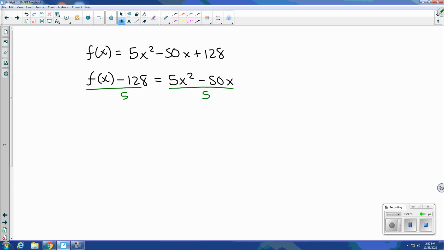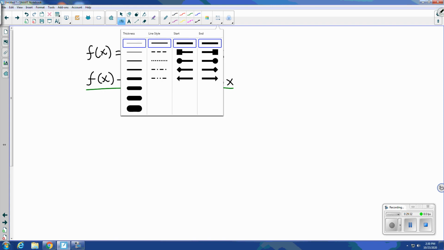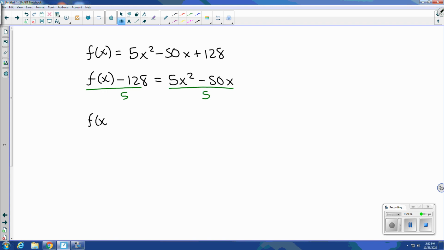Now I can't simplify that left side, so you're going to have to get used to the fact that we're going to keep it kind of in that format that it's currently in. And it's going to be okay at the end, as long as you follow what I'm writing. So we're going to leave it over 5 like that, because I can't simplify anything. The right side I can't simplify. We're going to get x squared minus 10x. Now I'm ready to complete the square.